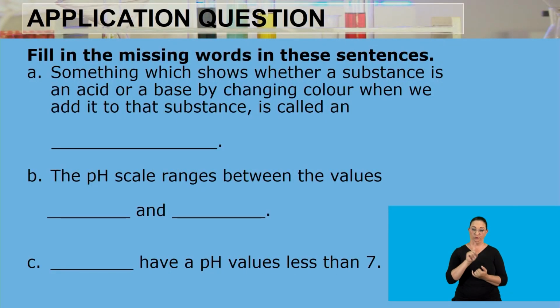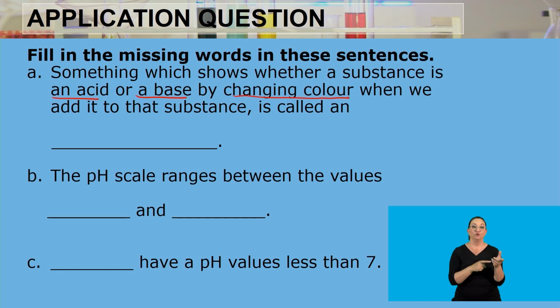Welcome back, learners. So now we're going to go to our application questions that are still based on acids, bases, and the pH value. So now let's see what our first question is. We are asked to fill in the missing words in these sentences so that the sentences are true and make sense. So question 1, something which shows whether a substance is an acid or a base by changing color when we add it to that substance. So what do we call that substance?